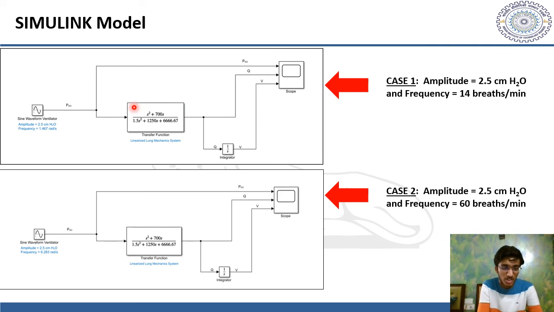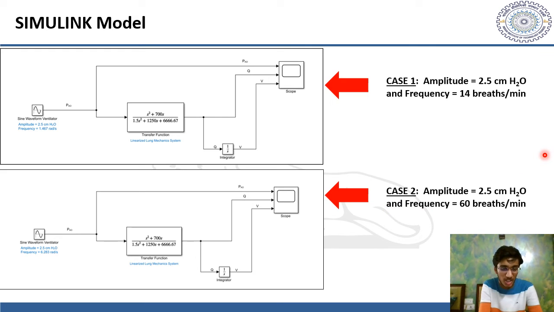The transfer function enables us to replace the entire electrical circuit system of the linearized lung mechanics by just a simple block in SIMULINK, which is essentially nothing but the transfer function of the given system. So we have PAO, which is the input of the given system, and then as the output we get Q and V.